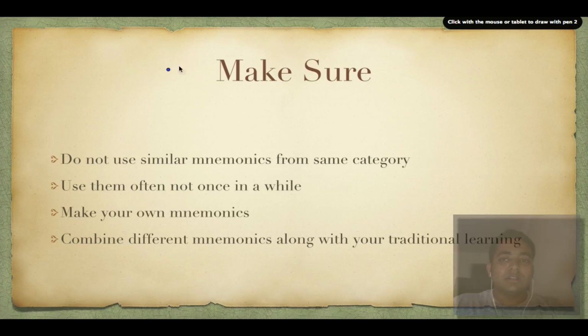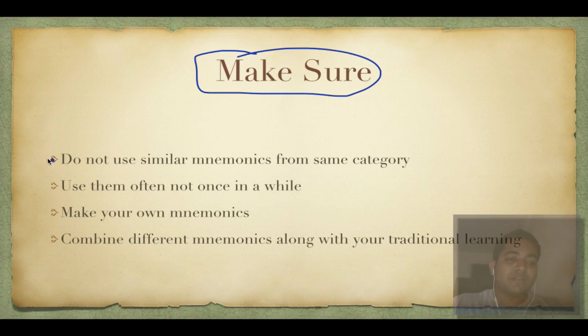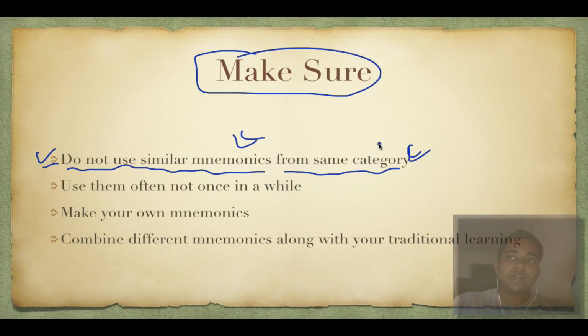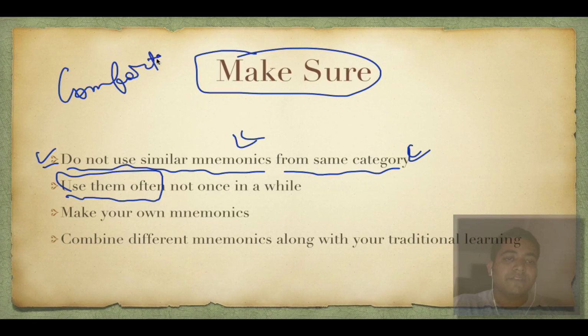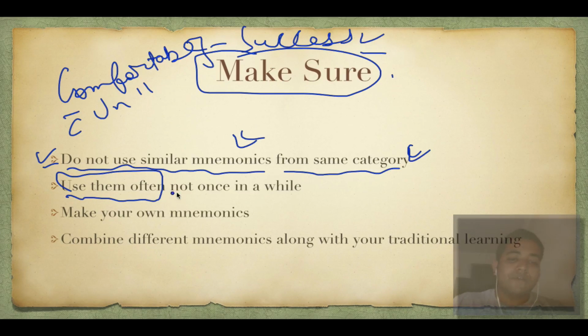So these are all the types of mnemonics there are. Make sure first of all, do not use similar mnemonics from the same category. That is, do not use acronyms all the time, do not use the same imagination all the time. You have to mix them, and you have to use them often, not once in six months. You have to use them on a daily basis. Push yourself hard. This is a very unorthodox type of study. You need to become comfortable with the uncomfortable. Comfortable with uncomfortable is the key to success. So use them often, not once in a while.